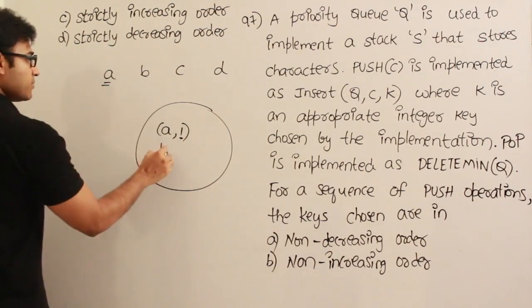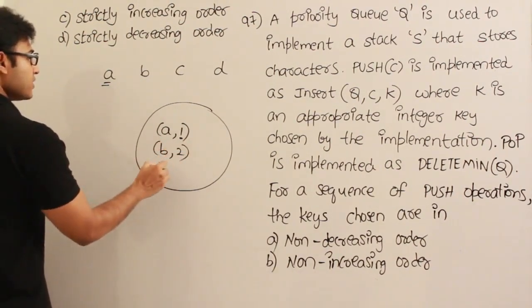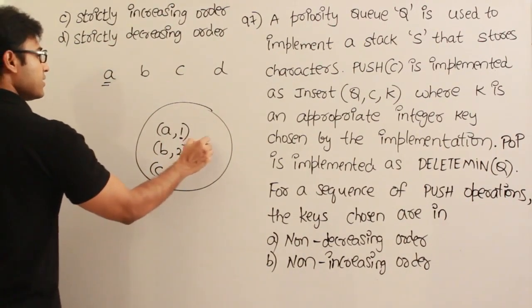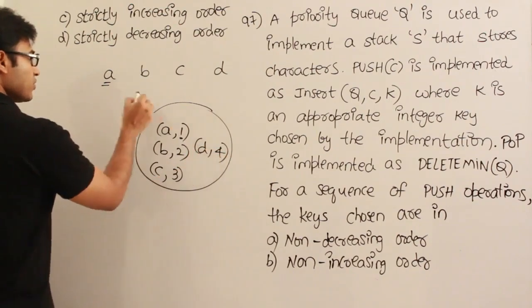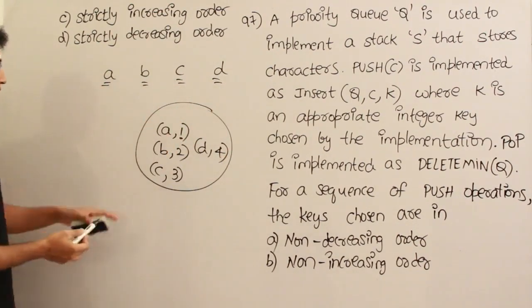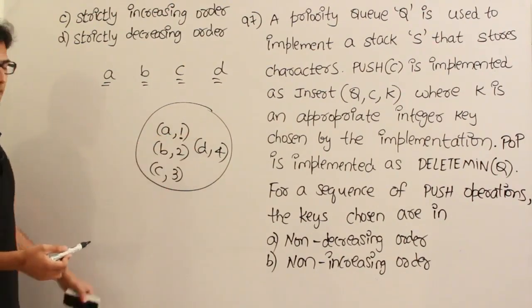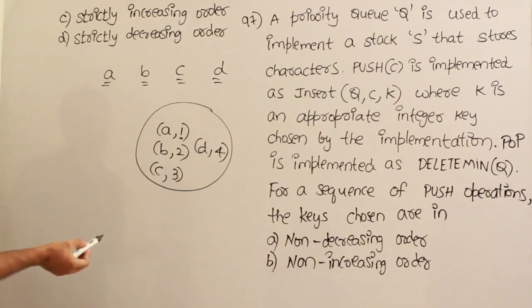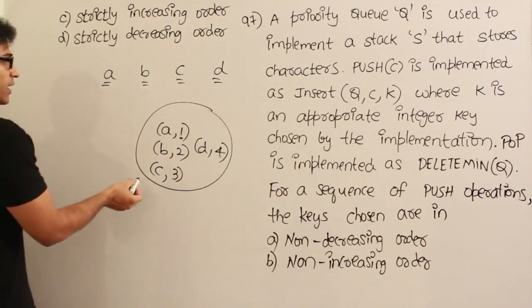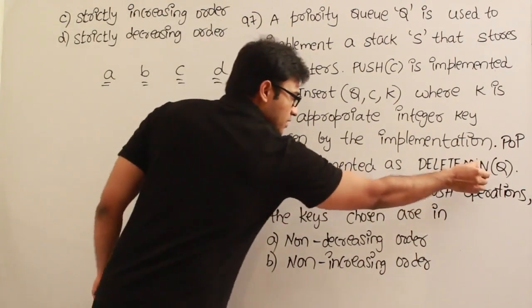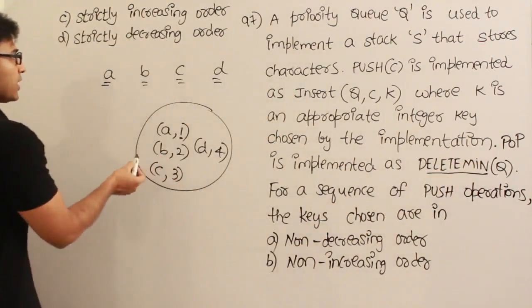And then when it is inserting B, B comma 2 is given, and when C comma 3 is given, and D comma 4 is given, which means even though you are trying to insert only A, B, C, D, the implementation itself is trying to add some digits to it. Let us say these digits 1, 2, 3, 4 are added, right? And now when we try to delete, it is going to delete the min, right? So when I use delete min, what will come out?